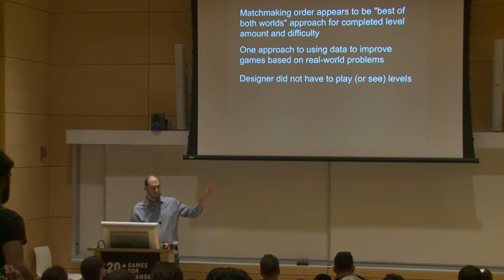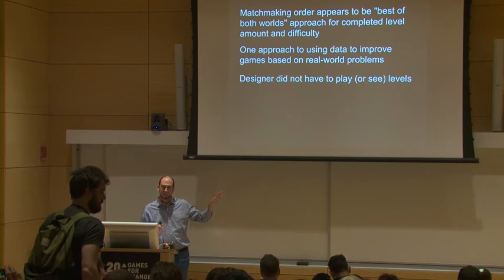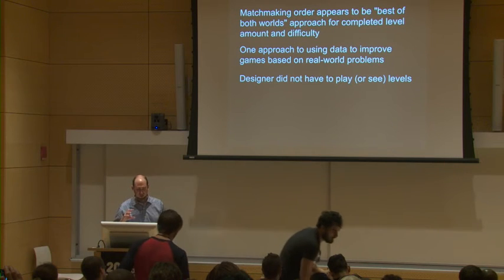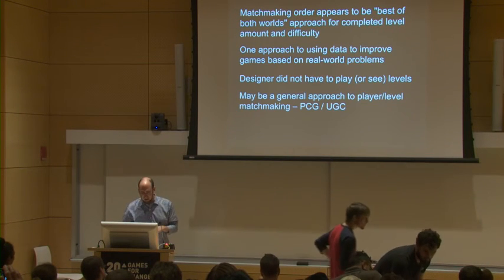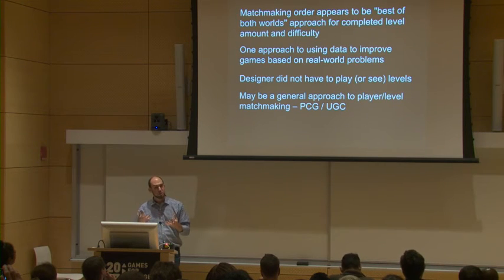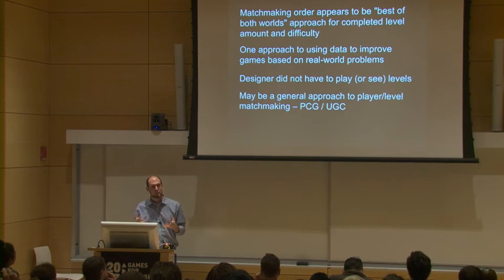An interesting thing is that in this case, the game's designer didn't even have to look at any of the levels to get a progression for the players through them and adapt to them. And it might also be useful for player-level matchmaking in other kinds of games that have similar constraints as scientific discovery games, for example, where you have procedurally generated content or user-generated content where the game's designer might not have complete control or oversight of all the content that players are going to see.